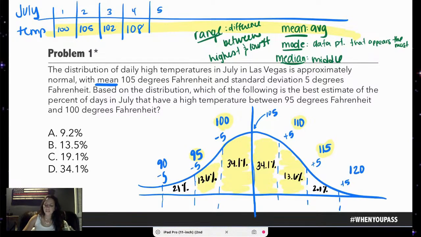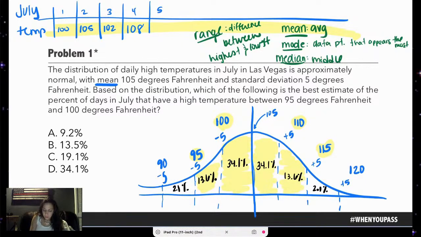So if I think about the fact that there are 30 days has September, April, June, and November, 31 days in July, and I multiply that by 13.6%, that is about 4 data points. So 4 of my days in July are going to be between 110 and 115, and 4 of my days in July are going to be between 95 and 100. That's what all of this means.